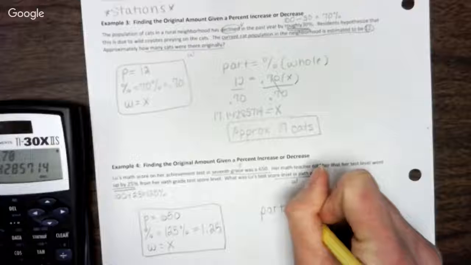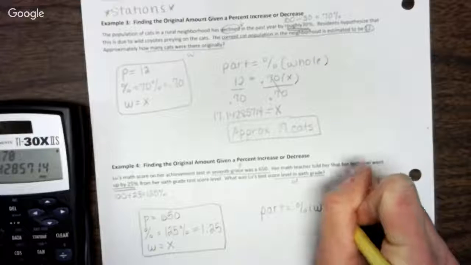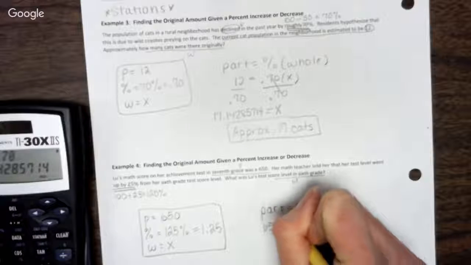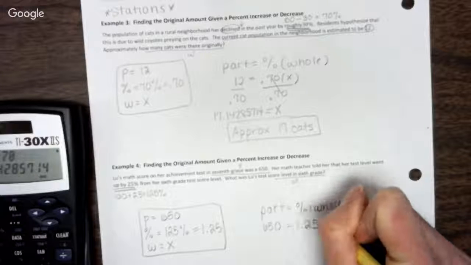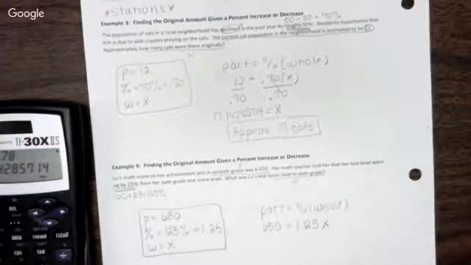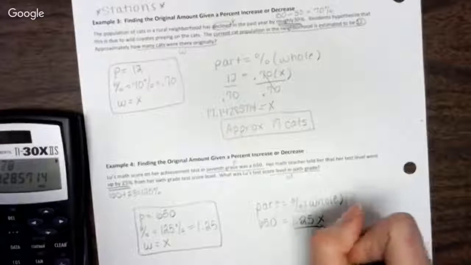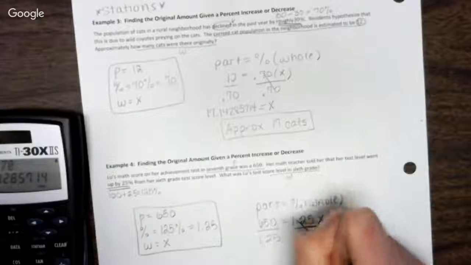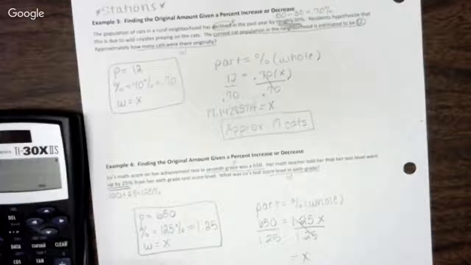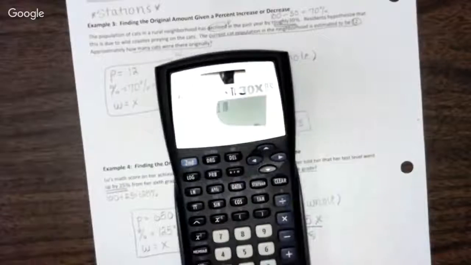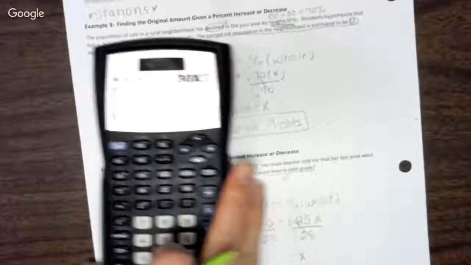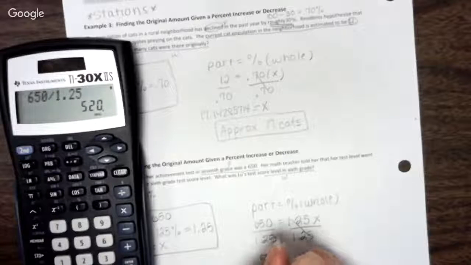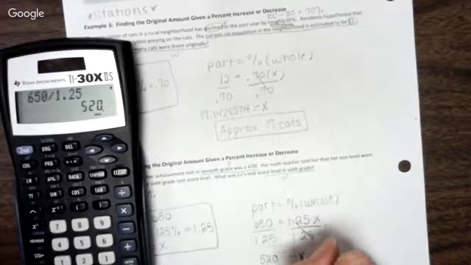So part equals percent times whole. So our part is 650. Our percentage is 1.25 times X. So solve by dividing both sides by 1.25. So 650 divided by 1.25 gives us 520. That was her 6th grade score.